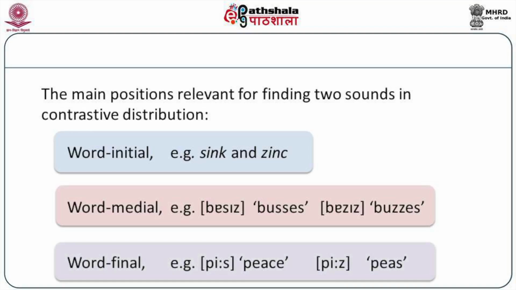Now any one of these pairs can help us establish two sounds as phonemes. A minimal pair such as peace and peas, because the words are different, they have different meanings. If we substitute s with z or z with s, we have two different words. So this pair in itself is sufficient to establish the fact that s and z are phonemes in the language. Similarly, buses and buzzes, there are two different words. One is a noun, plural, buses, and the other is a verb, buzzes.